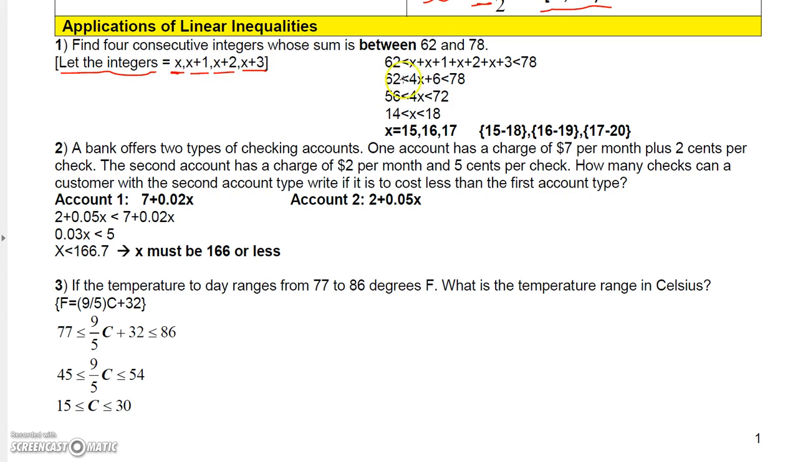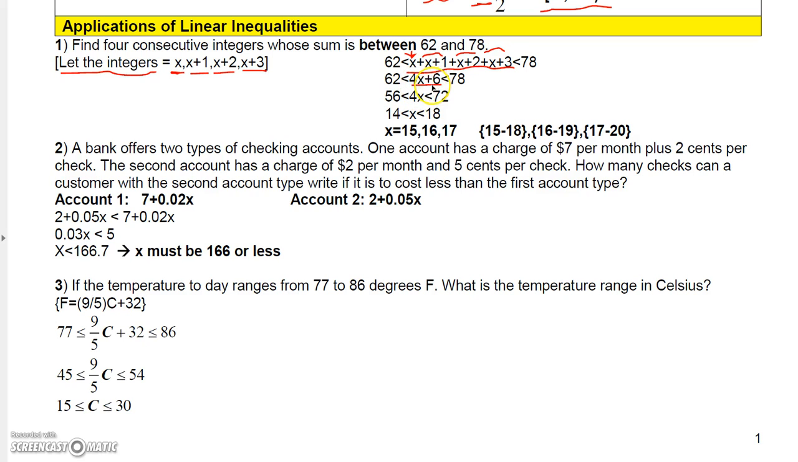Now it says their sum is between 62 and 78. So what I did is I put the sum of these 4 integers here between 62 and 78. So all of this in the middle is the sum of those 4 integers. See, there's the x right there, and then here's the x plus 1, here's the x plus 2, here's the x plus 3, and of course they're all added together. Now when you add all these together, x plus x plus x plus x is 4x, and then 1 plus 2 plus 3 is 6. So you just get 4x plus 6 in the middle. And now we want to isolate the 4x in the middle.